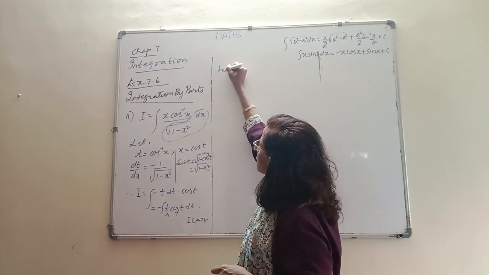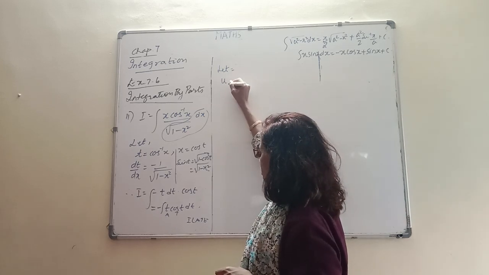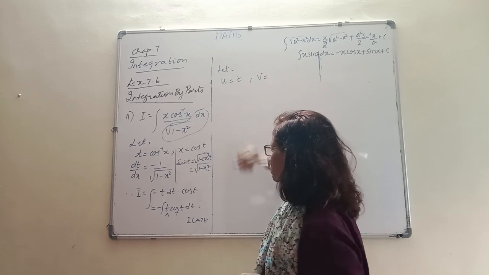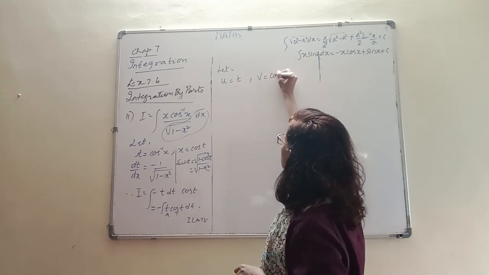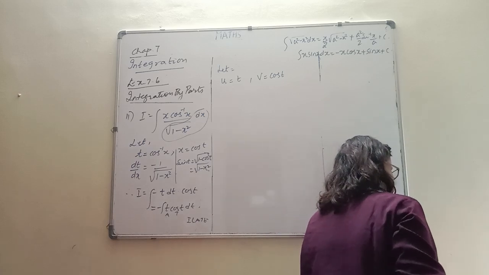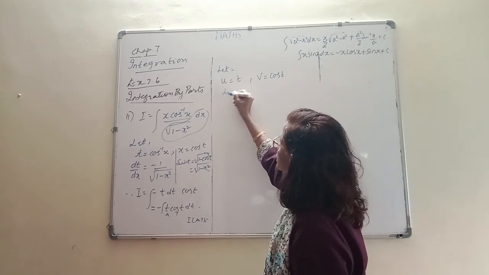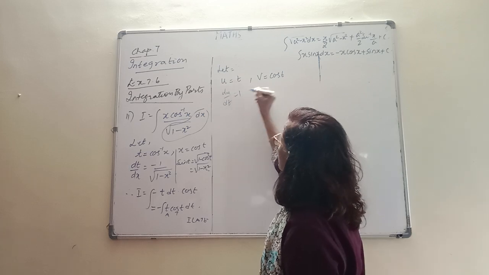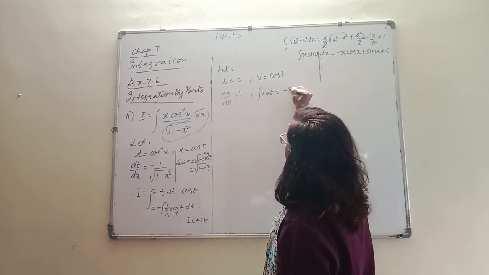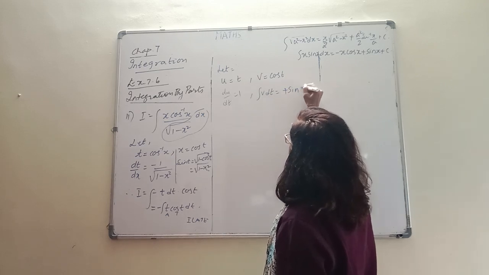So let u be, what is it? U is going to be algebraic, which is t, and let v be the trigonometric, which is cos t. So like that, du over dt is going to be 1, and integral of v dt is going to be minus, integral is plus sin t.